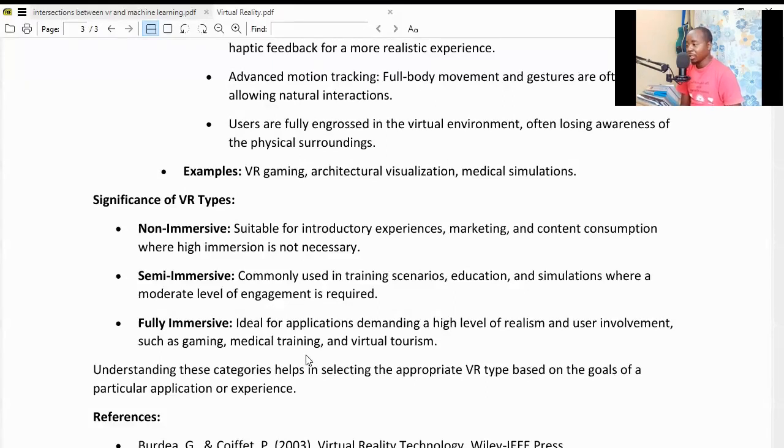Now, the significance of these different types is that non-immersive is suitable for introductory experiences like marketing and content consumption, where high immersion is not necessary. We have semi-immersive, which is commonly used in training scenarios, education and simulation, where moderate levels of engagement are required. Then we have fully immersive, which is ideal for applications demanding a high level of realism and user engagement such as gaming, medical training, and so on and so forth.